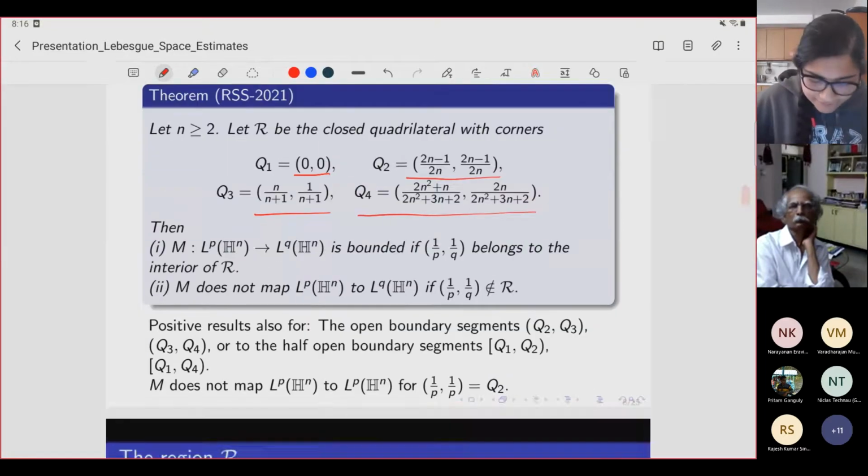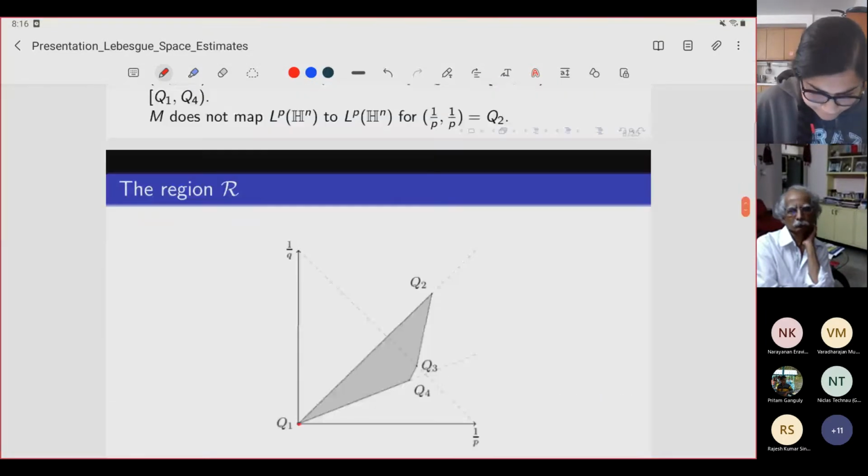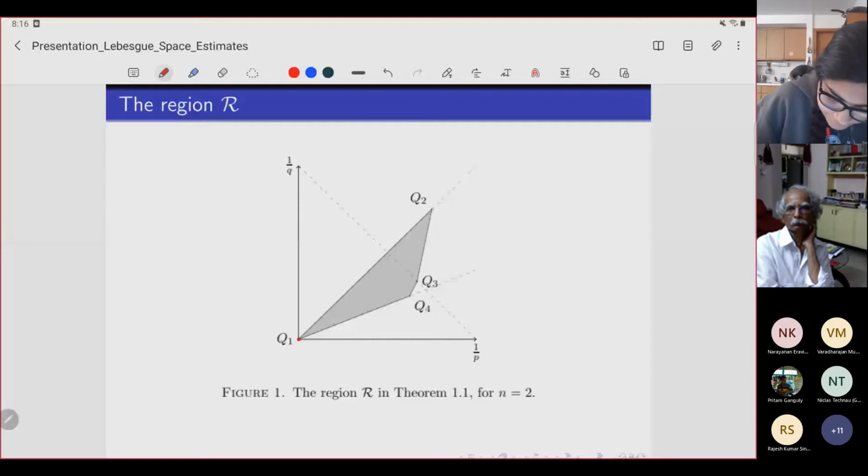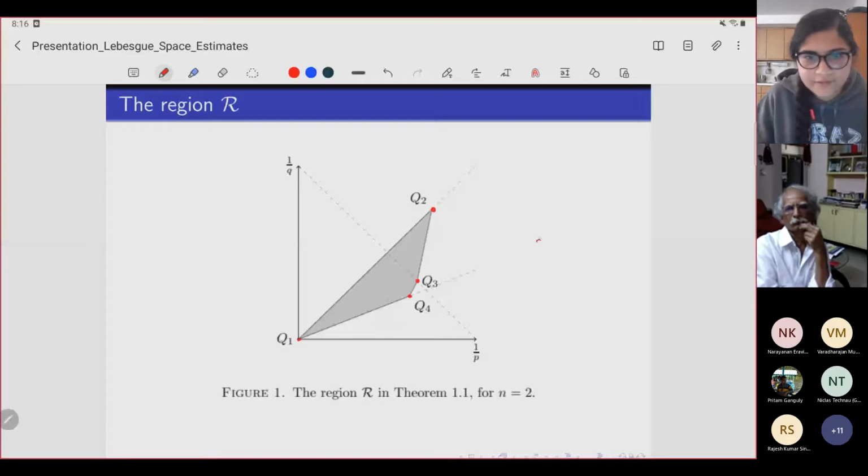So these are the coordinates, but it's always nice to have a picture. So this is the region R that I'm talking about in our theorem. So you have points Q1, Q2 on the diagonal, then this is Q3 on the anti-diagonal, and Q4 on some other line passing through the origin. So this is the region that we get.